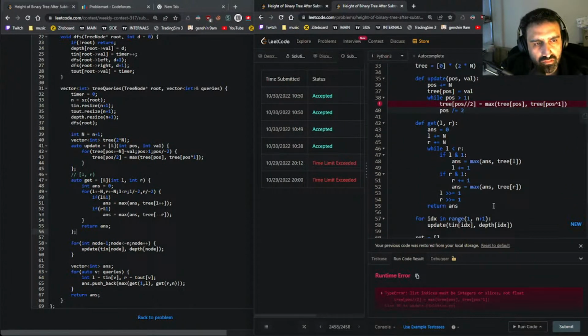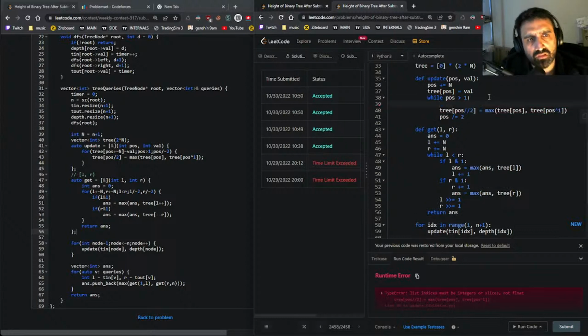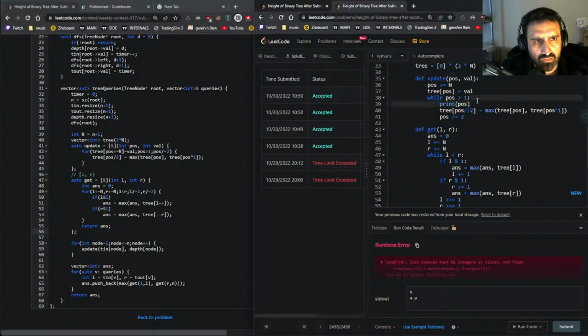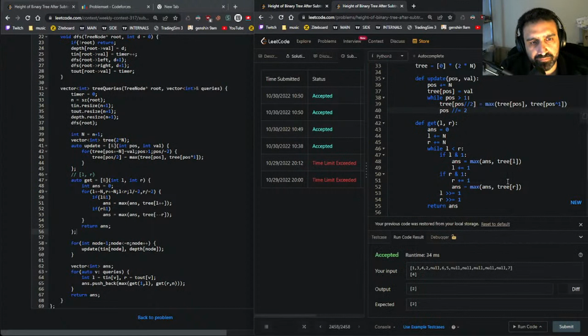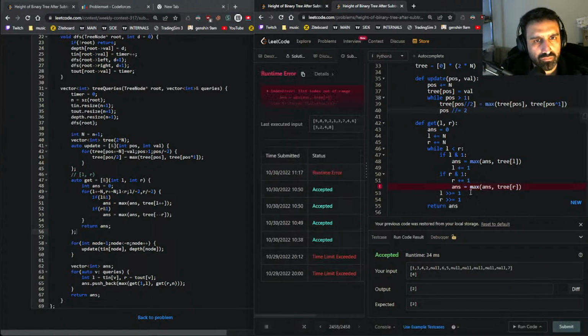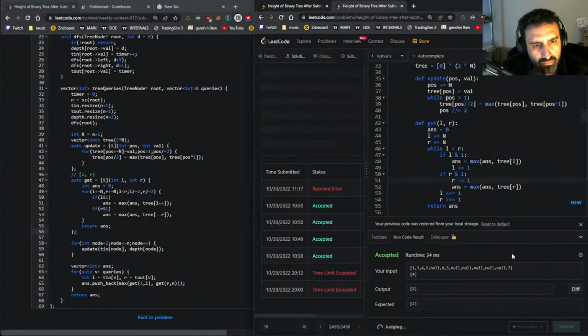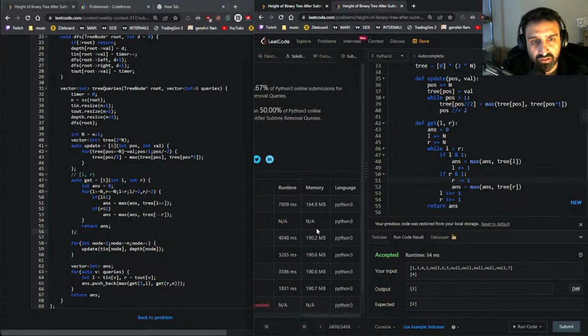Update TIN, depth index, integers. Oh. Working in Python, this has to be a double slash because a single slash will treat it as though it's a float. Yep. R minus equals 1. Okay, technically runs.